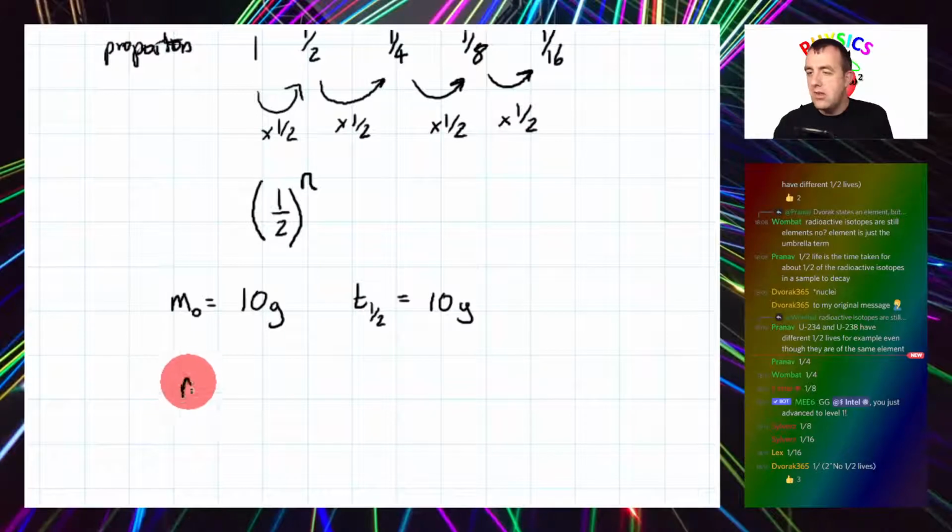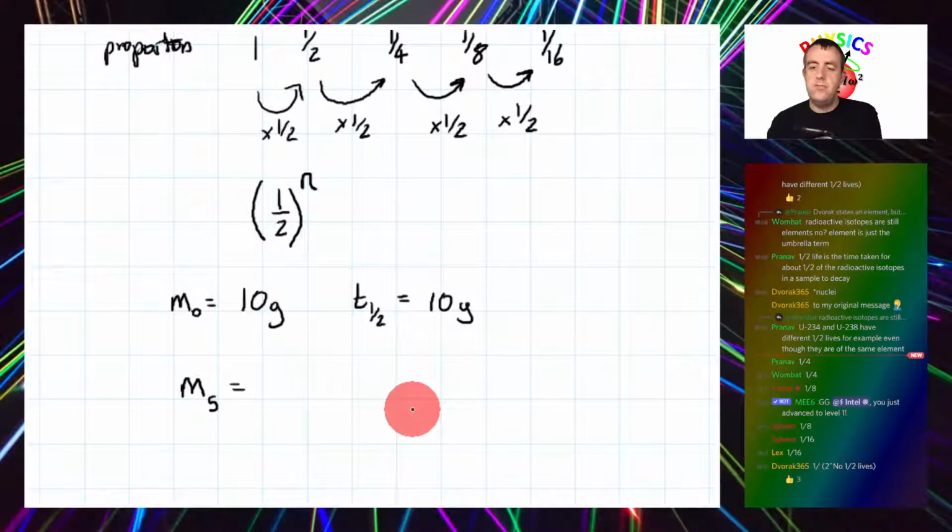GCSE students only, please. A-level students, you'll get your chance. We can say how much of the substance in, let's say, 5 half-lives. So in 50 years. So what would we have? Now, GCSE students, you can perfectly happily get the answer by taking those 10 grams and halving it 5 times. No reason why not. What else could you do? I'll leave you to do the calculation.